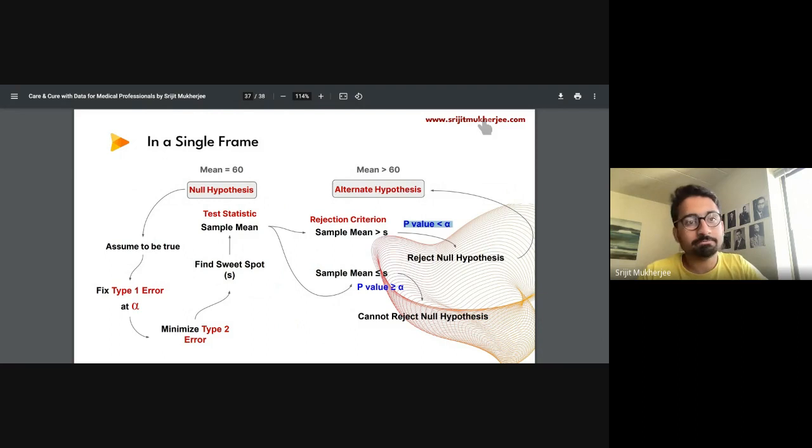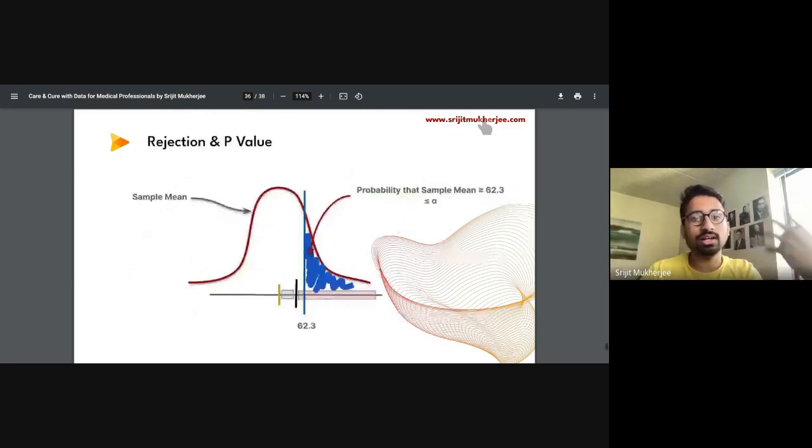That's the basic idea. This is how you can transfer the rejection region criterion to the p-value, and that's what the whole concept is all about.